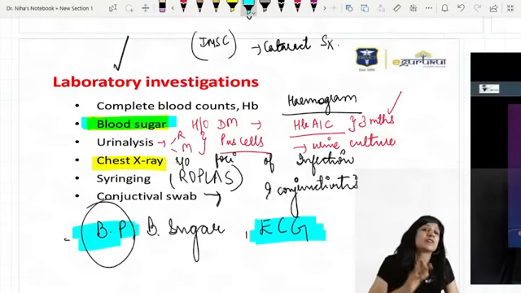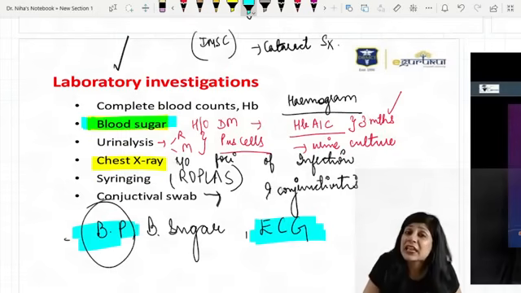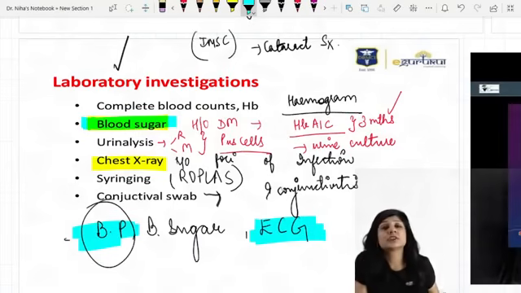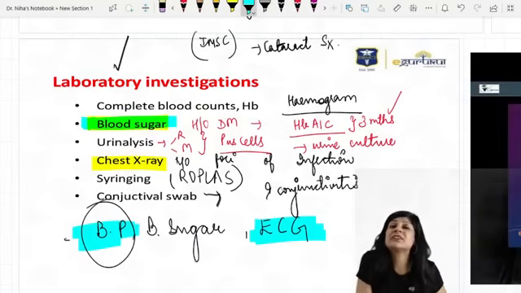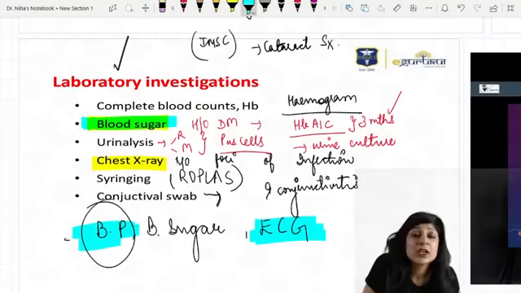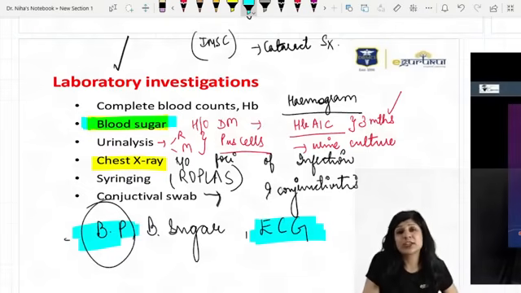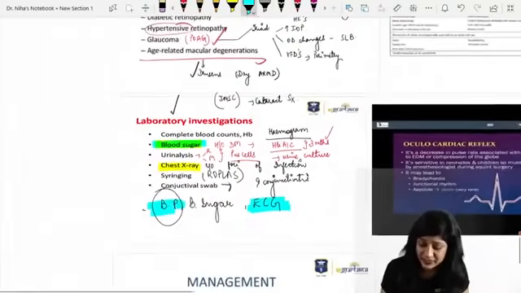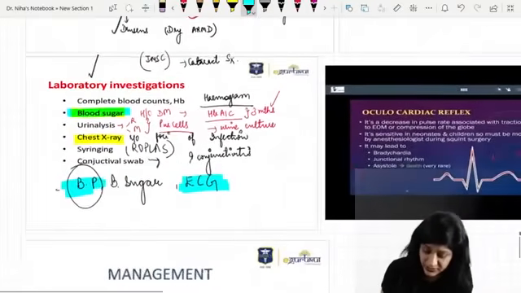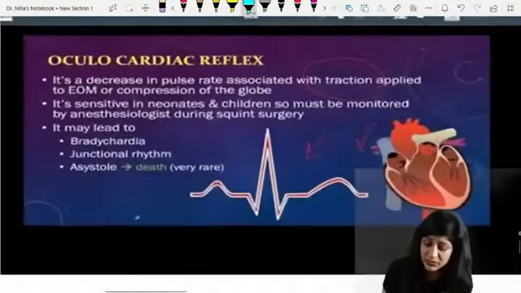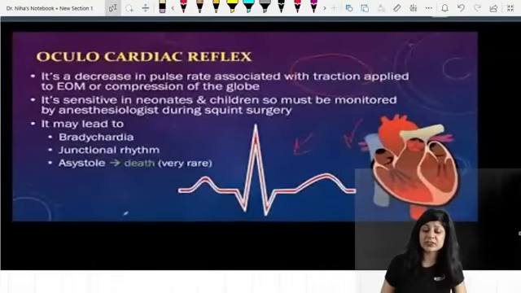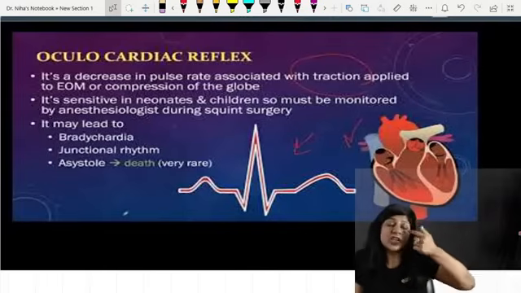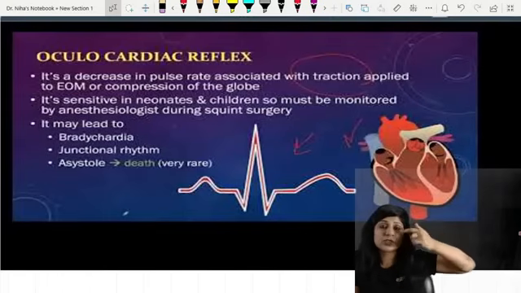And if the blood sugar levels are deranged, then again it is very dangerous, because the patient's elevated sugar levels can interfere with the quality of the wound healing and everything. So don't omit these 3 things under any reason, right? Then we are also worried about this oculocardiac reflex. What happens when you are applying the traction? See, when we are doing the cataract surgery, we apply a bridle suture here.